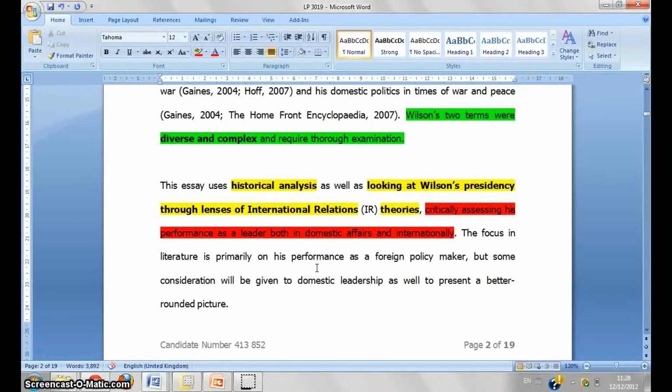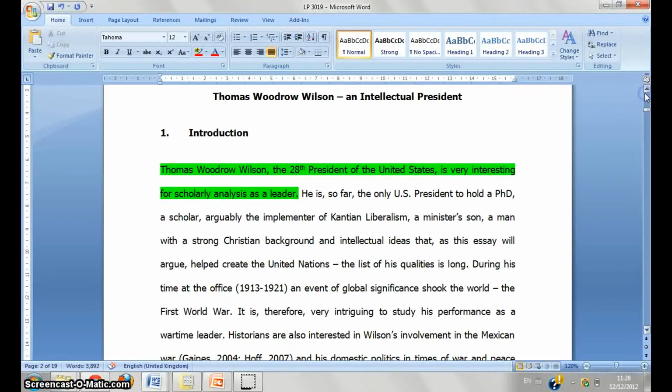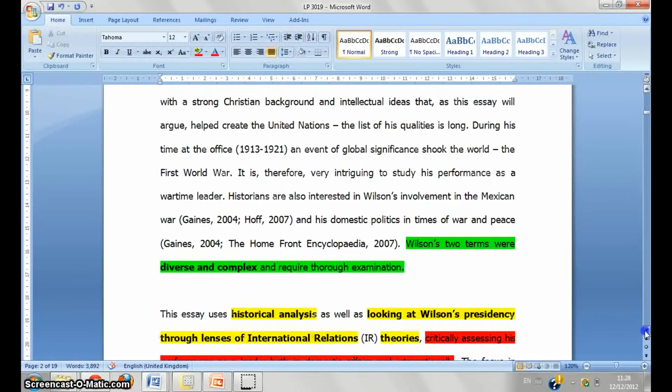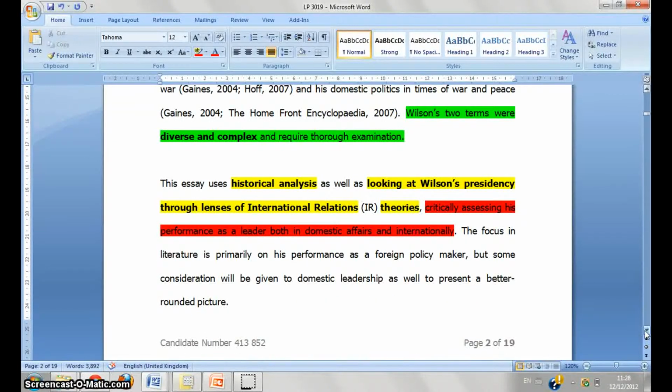It's assessing his performance. What does the question ask? It asks me to assess the performance of any president. I'm telling my reader what I'm going to do, how I'm going to do it, and I'm focusing on a specific time period, 1913 to 1921, as it is asked of me in the assignment question. So you see, in this introduction, I'm giving the reader some guidelines.